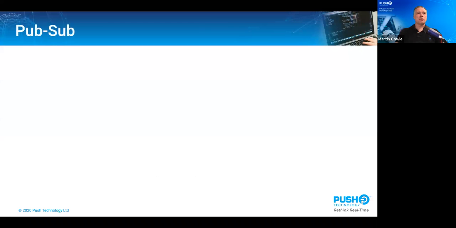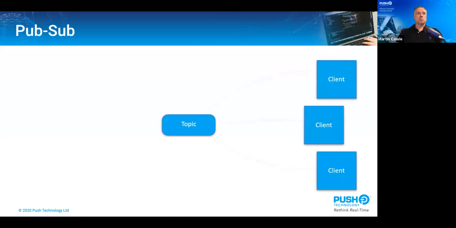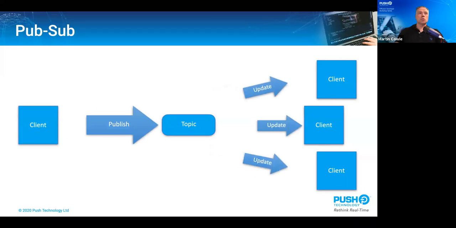PubSub is the primary model of data distribution used by Diffusion, and central to that is the concept of a topic. Clients subscribe to a topic. When data is published to the topic, the Diffusion server pushes an update out to all of the subscribed clients. Now, there is some finer detail I'm not going into here, but at the core of it, this is the publish-subscribe pattern, recognizable as one-to-many communication.